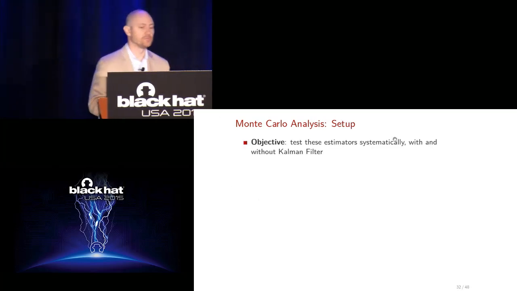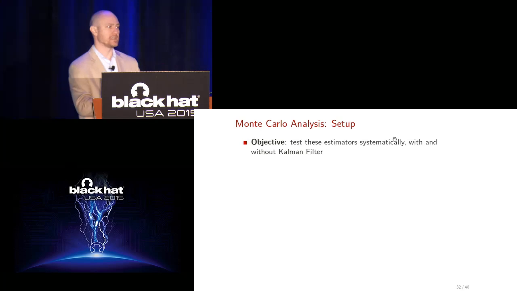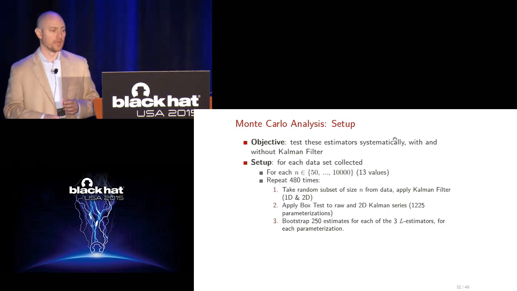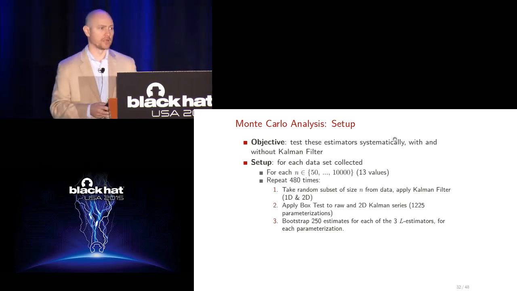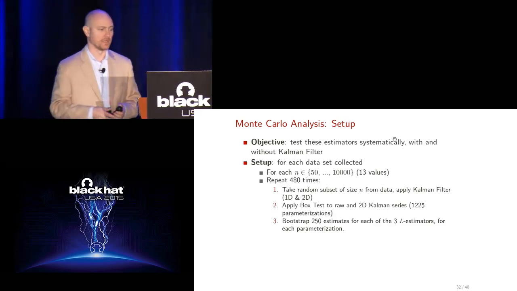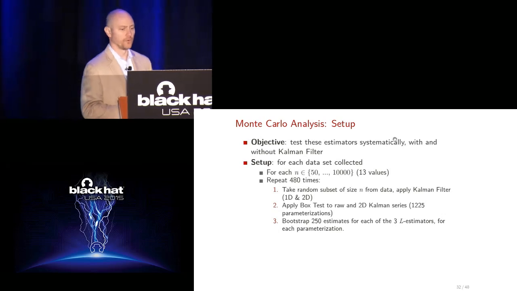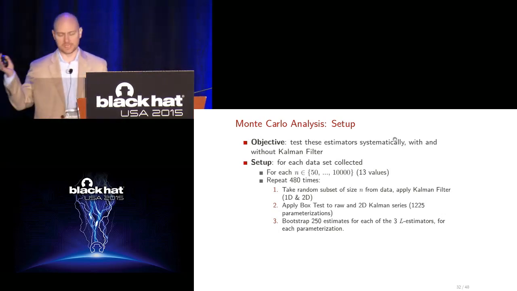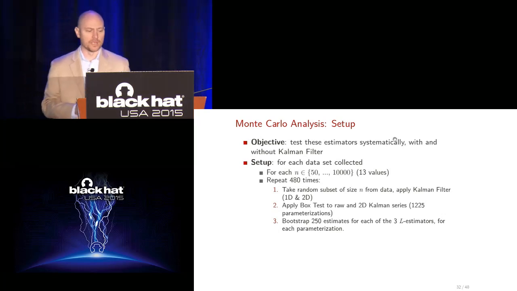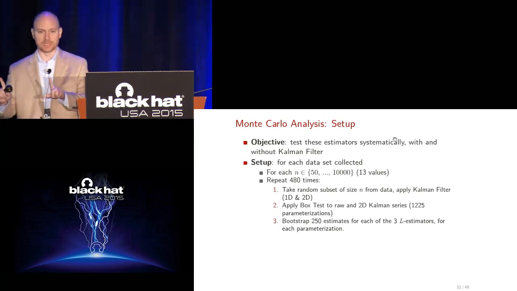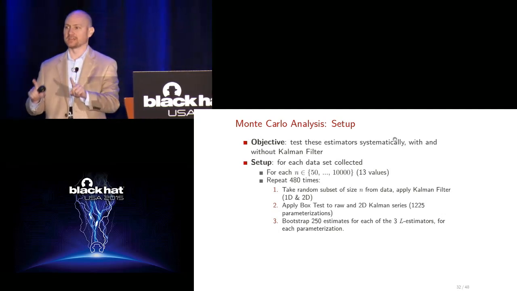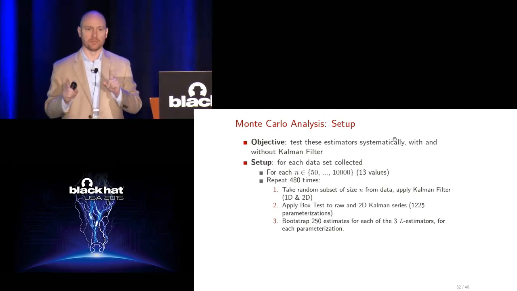As I said, the objective here was to test all of these estimators and the Kalman filter systematically across a variety of cases. And this is a pretty standard Monte Carlo analysis, if any of you have ever done these in statistics. So for 13 different values between 50 and 10,000, those are the size of the series we take, because we really want to know how short or how few samples we can take and still get a good estimate. We're trying to make it practical.